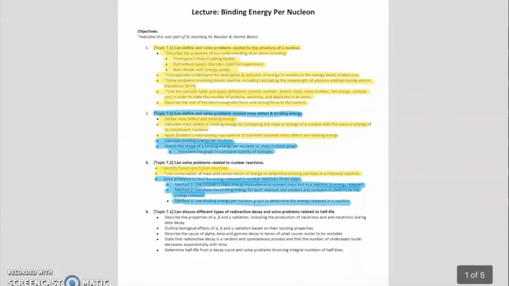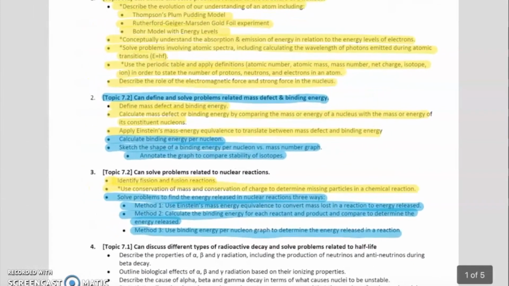So to conclude, today we have calculated binding energy per nucleon, essentially just taking binding energy and dividing by the number of nucleons. We have looked at a binding energy per nucleon versus mass number graph, finding the stability of different isotopes undergoing fission or fusion. And then we have solved problems around energy released using three different methods, thinking about the pros and cons of each method.